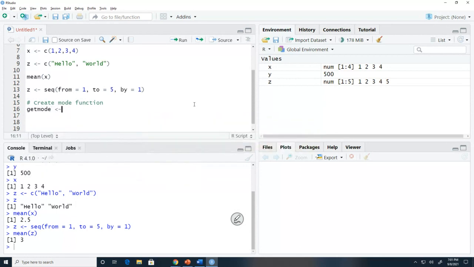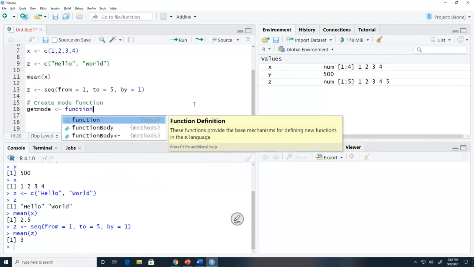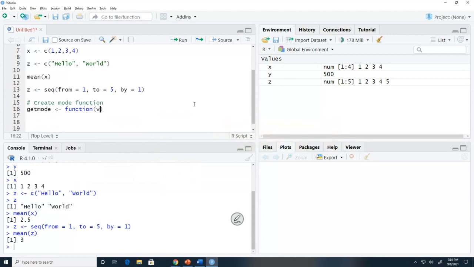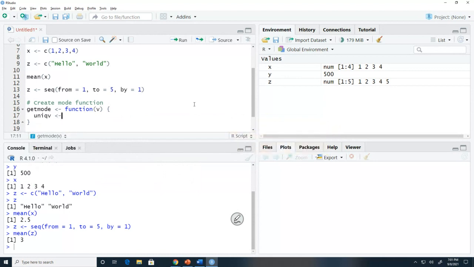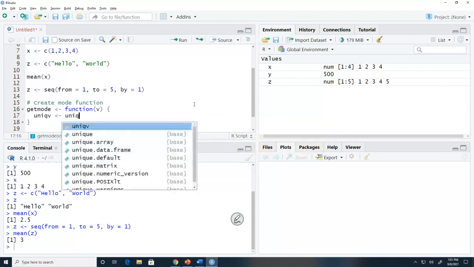We're going to call it get mode. So we're going to assign this function to it. So we're going to use the function. I'm going to put kind of a placeholder in there. And then use curly brace. Then we're going to put what's going to be in that get mode function. So do unique b, is the unique function.